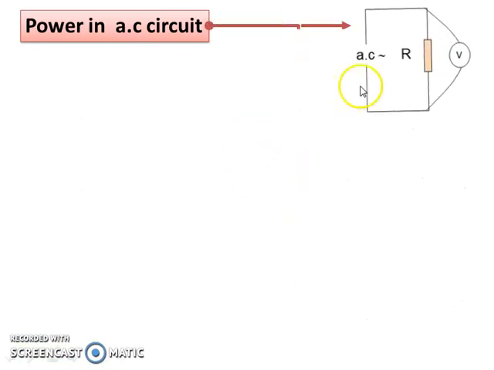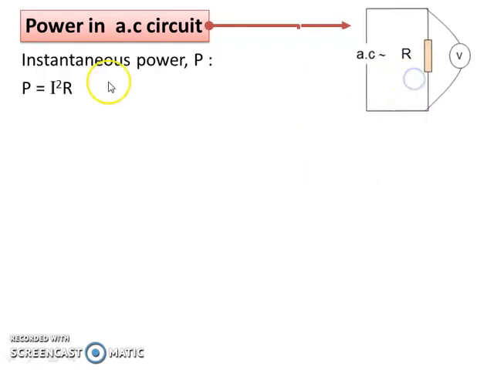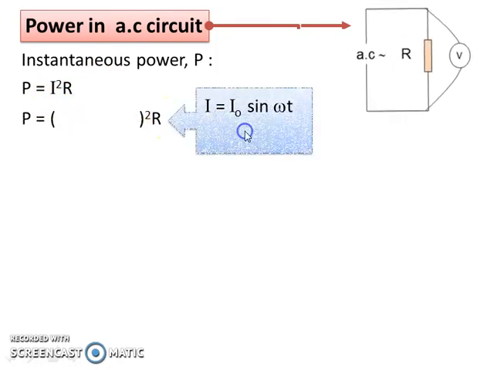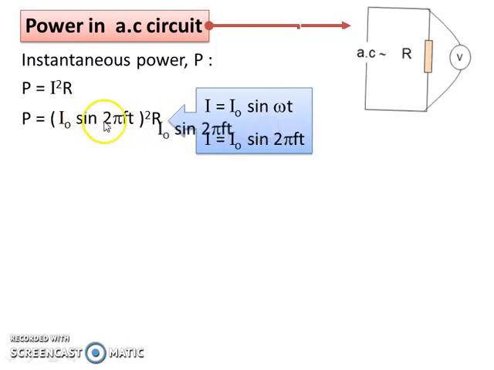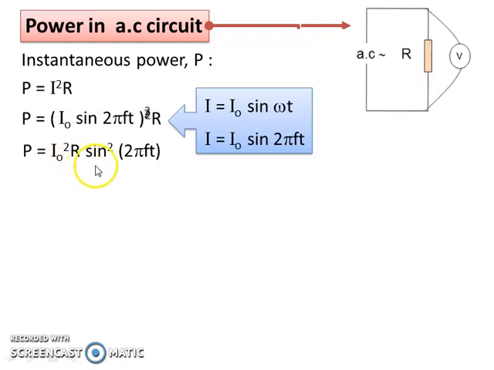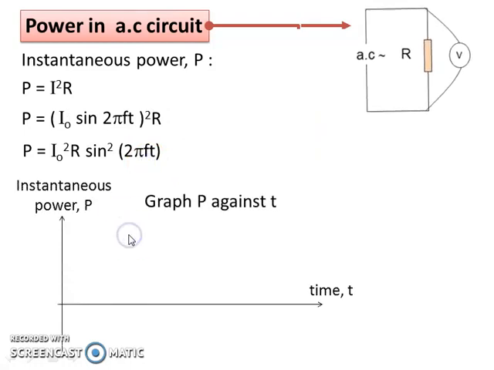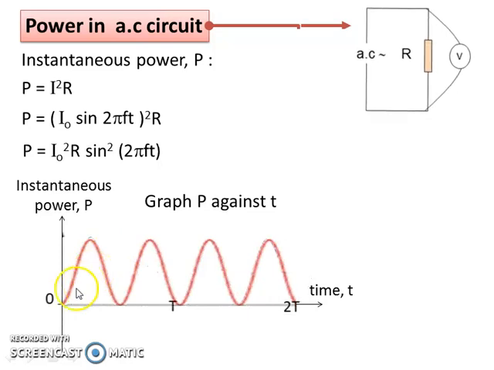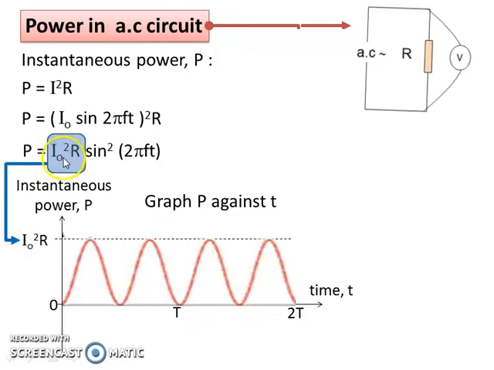So we discuss first the AC through a resistor. Using power equals I squared R, substitute I equals I naught sine omega t, where omega is 2 pi ft, into the equation here and expand the bracket, we get P equals I naught squared R sine squared 2 pi ft. And we plot the graph P against t. So we get a sinusoidal shape of graph because of the sine squared here. The graph is plotted on the positive side. Amplitude is given by I naught squared R.